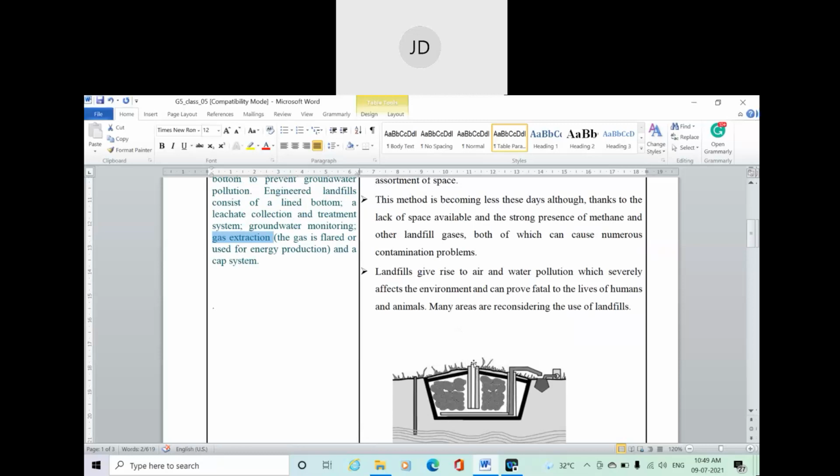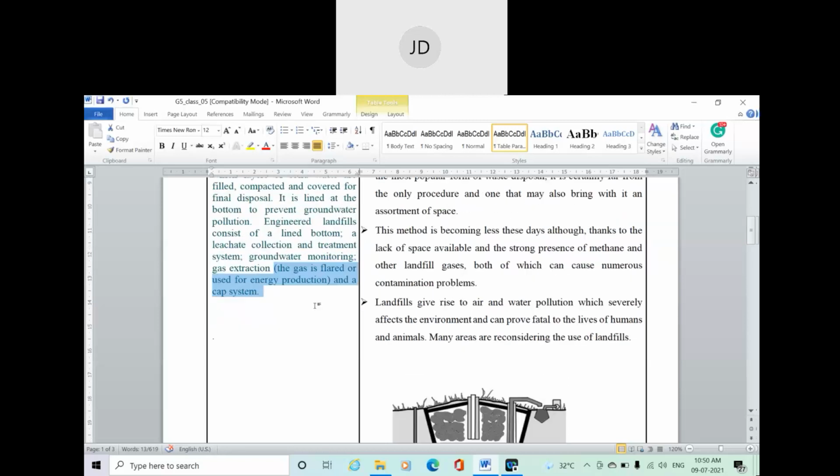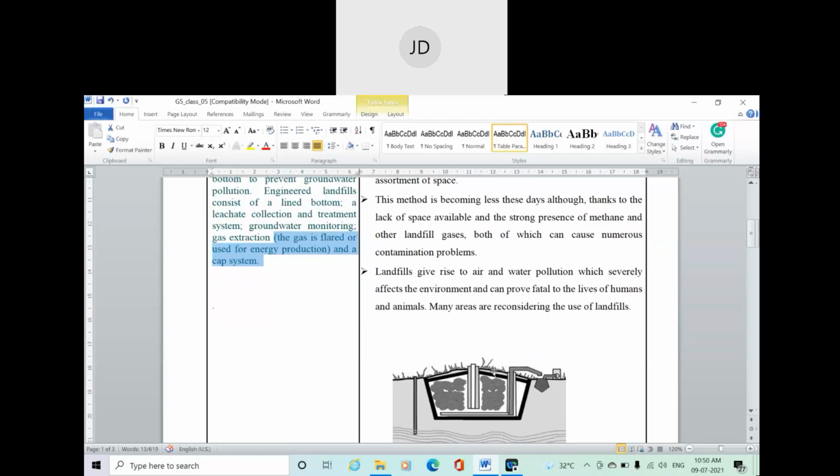A pipe is inserted maybe at the center or a different position, from this vent pipe, or you can say this vertical pipe. The gases can be expelled out of the system and can be used for biogas. The gas is used for energy production and a cap system. So we can go for energy production. This is also an advantage of landfill: we can use the biogas, or generate energy, by the landfill technique.